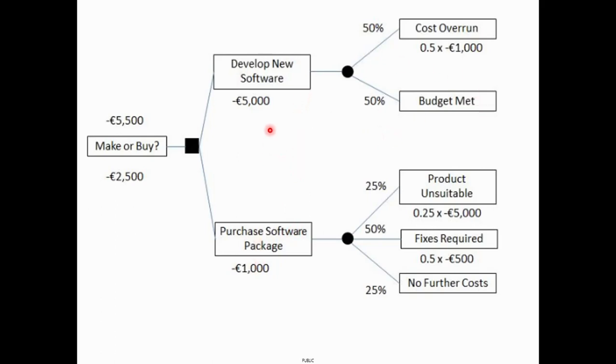Here the costs are given for developing new software, this is the amount, and to purchase new software, this is the amount. There can be a 50% chance of a cost overrun, 50% chance of the budget being met, 25% chance of the product being unstable, and 50% chance fixes are required, which has a cost of another time and material value of 500 euros. If the product is unstable, to rectify it you have to spend another 5,000 euros.